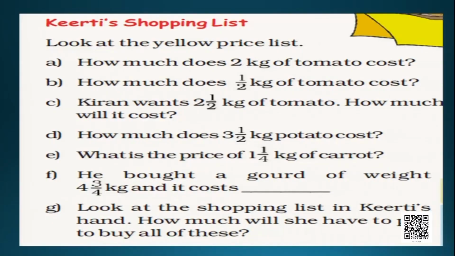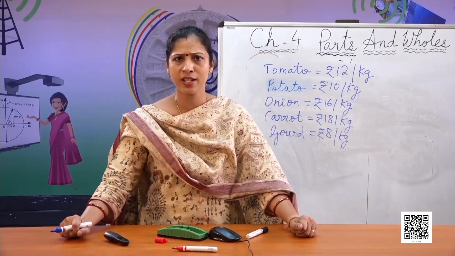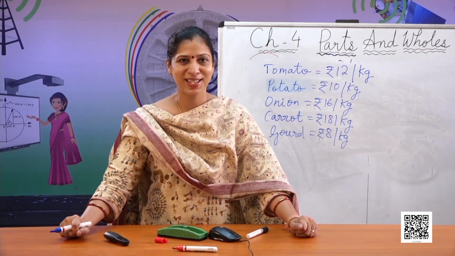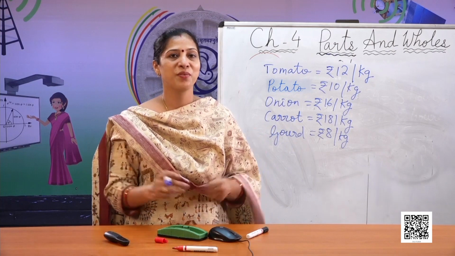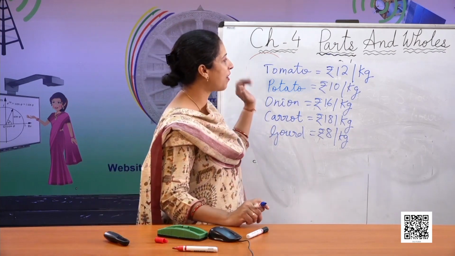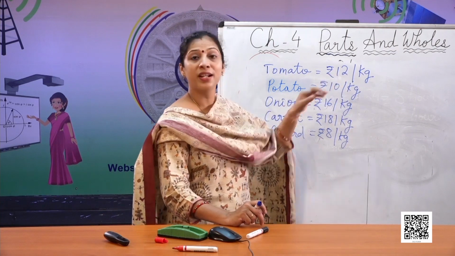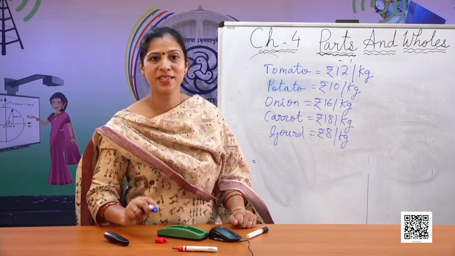Now how much does half kg tomatoes cost? Now here we do not have the price for half kg. Here we have the price for 1 kg. So how will we find out the price for half kg? Yes, you are correct. We just have to divide by 2. We will find out the value of half kg. So what is the price of half kg? Rupees 12 divided by 2 is equal to 6 rupees.